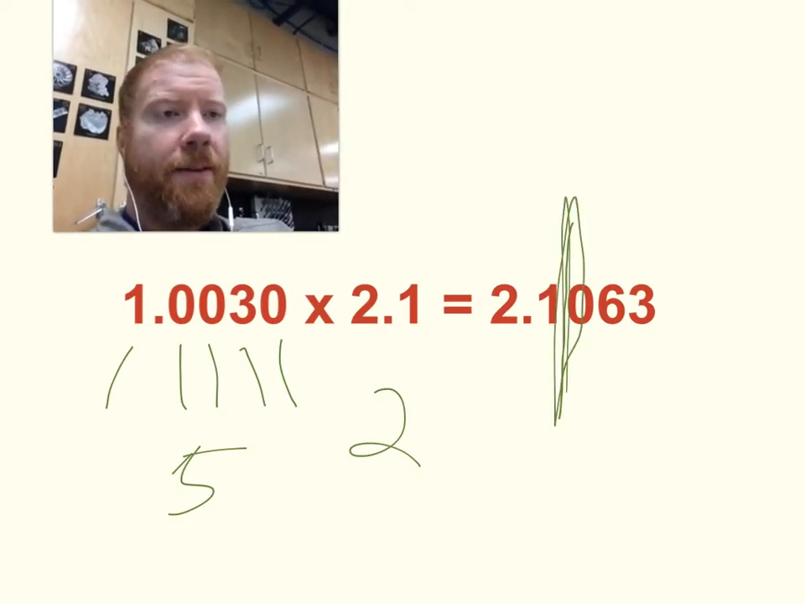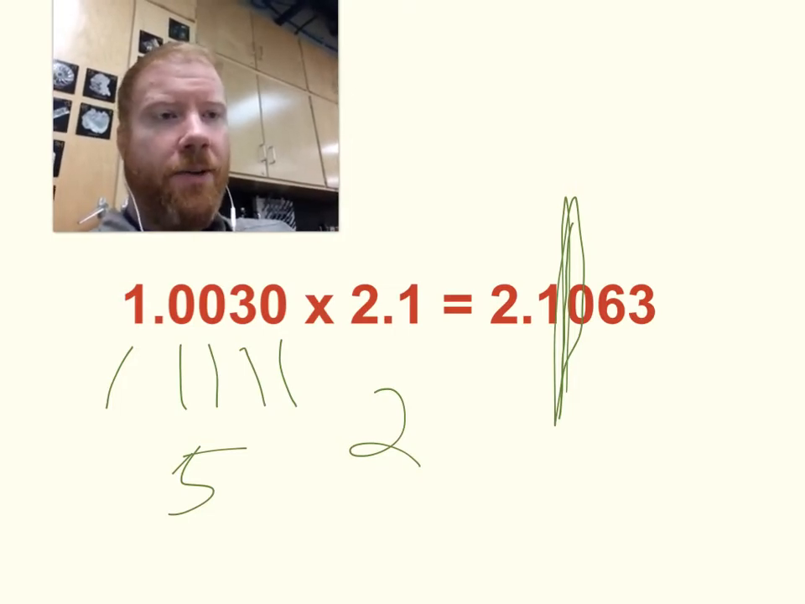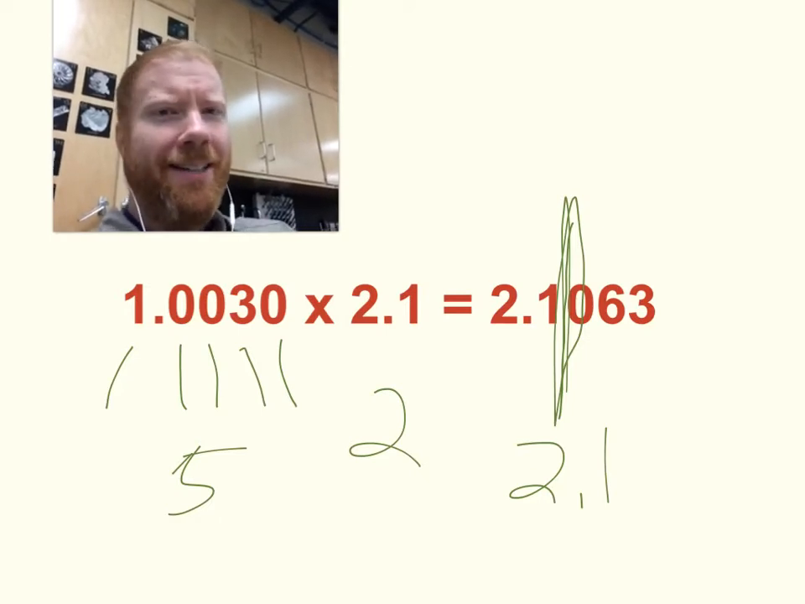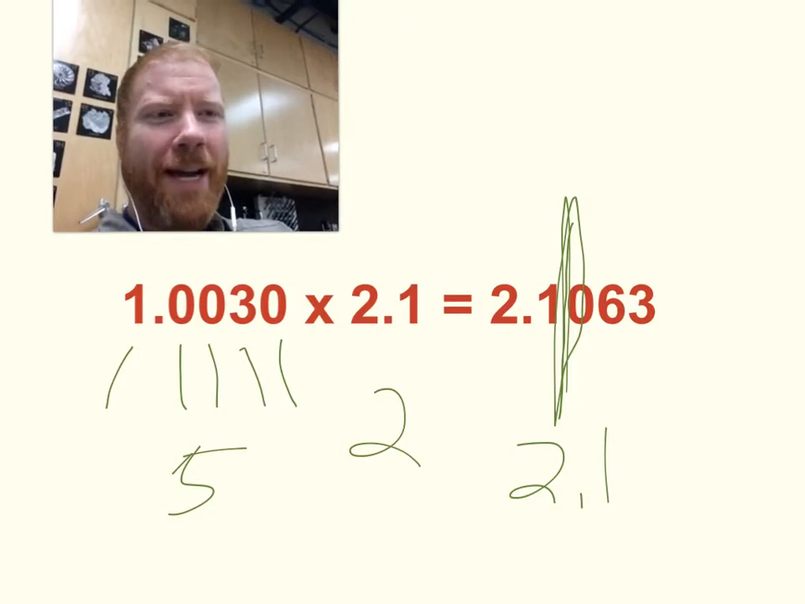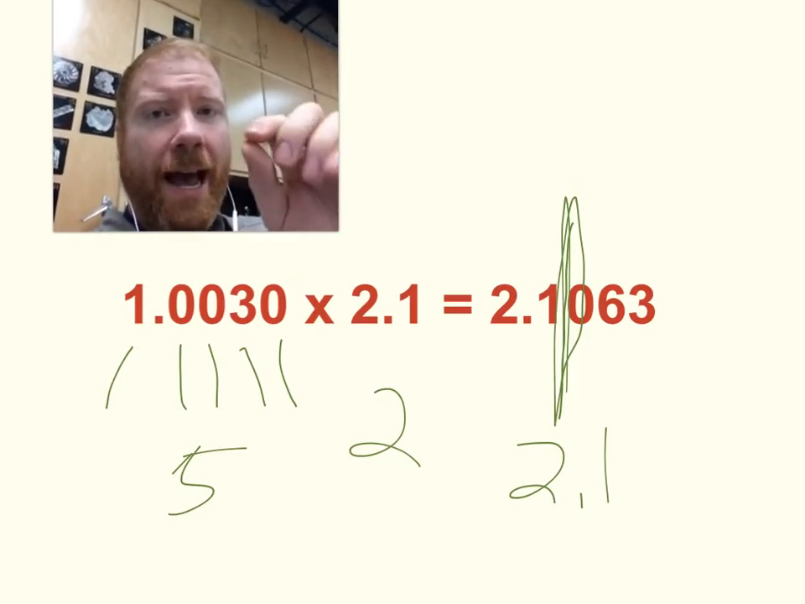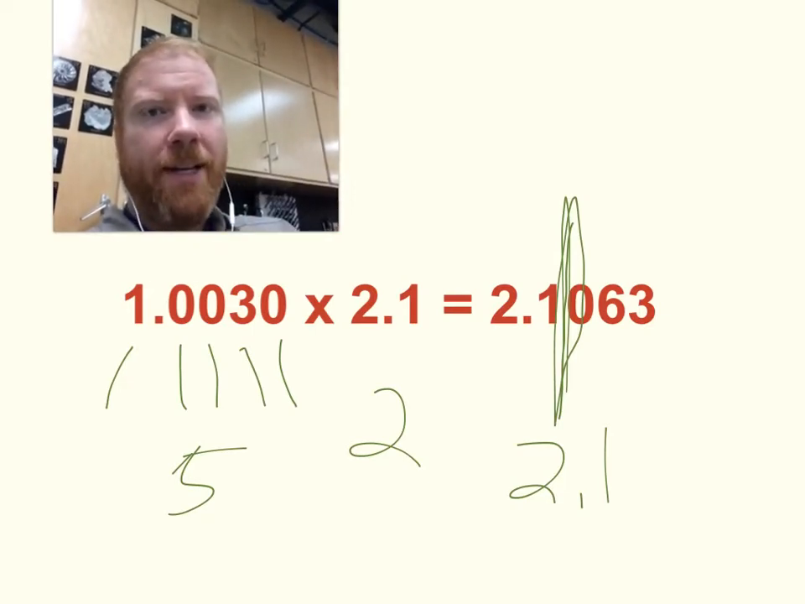So that 0 does not round the 1 up at all, it just leaves it alone, and so the answer is going to be 2.1. And some of you guys are thinking, okay, I had something times 2.1 and my answer still stayed 2.1. Yes, absolutely it did, because that first number you started with, 1.0030, had some digits that were way down there past the decimal, and we just rounded them off because 2.1 only had 2 sig figs, okay?